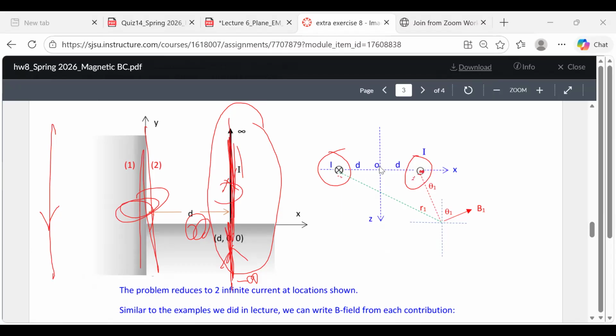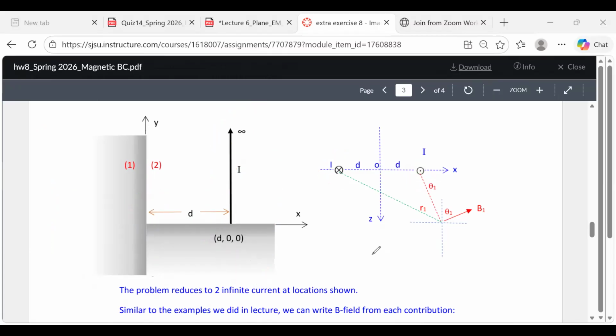So on the right, the current is coming out. On the left, the current is going into the page, looking from the top, right? So this used to be the ground plane, now I remove it. So now I want to find the magnetic field due to these two wires.